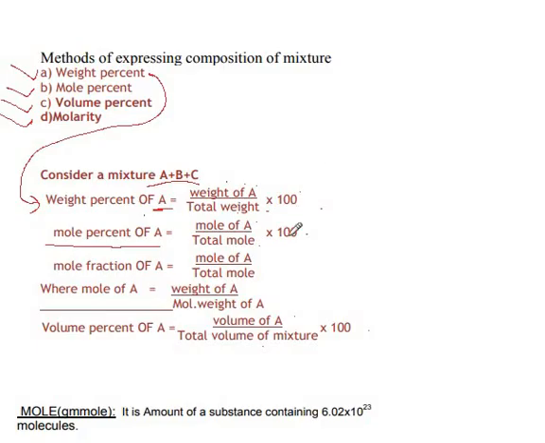And percentage divided by 100 gives the mole fraction. So when you divide any percentage by 100, you get a fraction. Please note that percentage divided by 100 is called fraction. And these are different methods by which we can express the composition of a mixture.